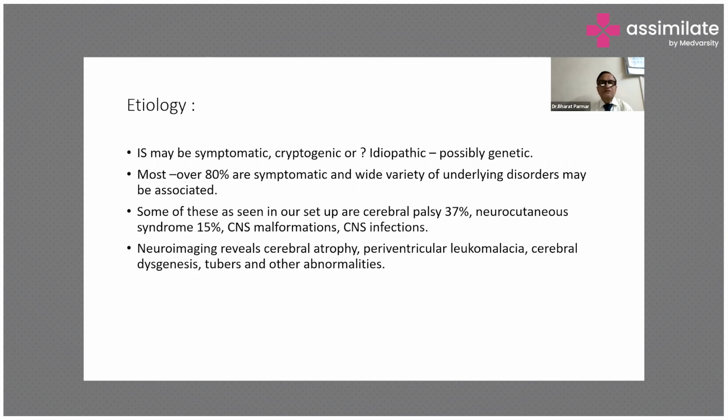Etiology of infantile spasm or West syndrome. Infantile spasm may be symptomatic, cryptogenic, or idiopathic, possibly genetic. Most, over 80%, are symptomatic, and a wide variety of underlying disorders are associated with infantile spasm. Some of these, as seen in our series, are cerebral palsy 30%, neurocutaneous syndrome 15%, and others are CNS malformations and CNS infection. Neuroimaging reveals in case of West syndrome cerebral atrophy, periventricular leukomalacia, cerebral dysgenesis, tumors, and other abnormalities on imaging of a child with infantile spasm.